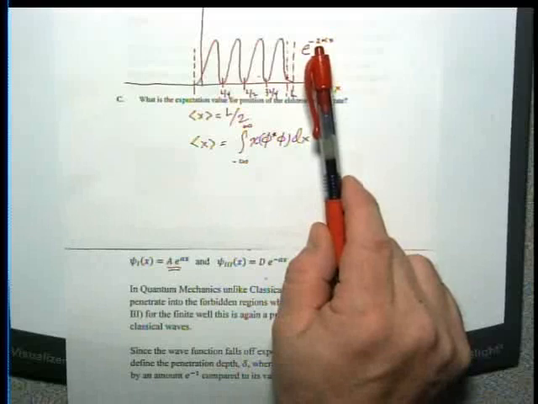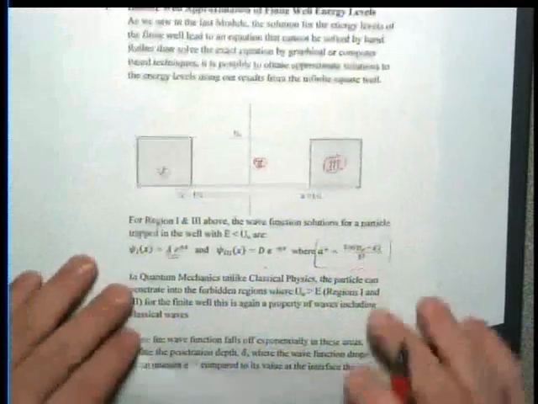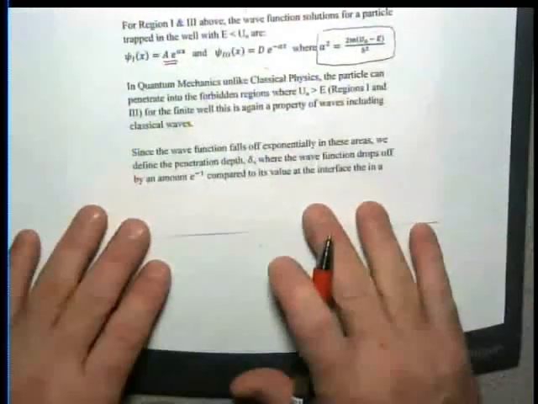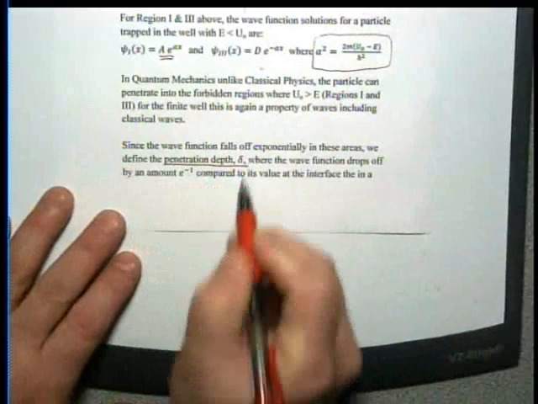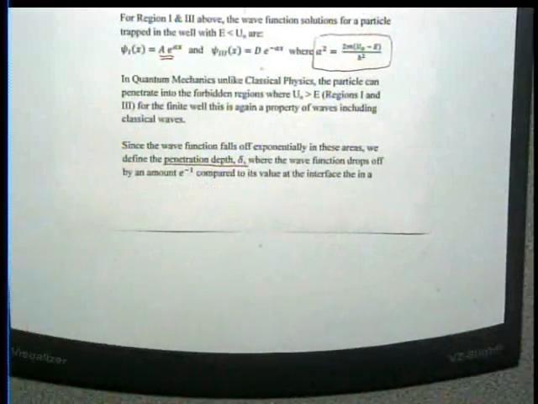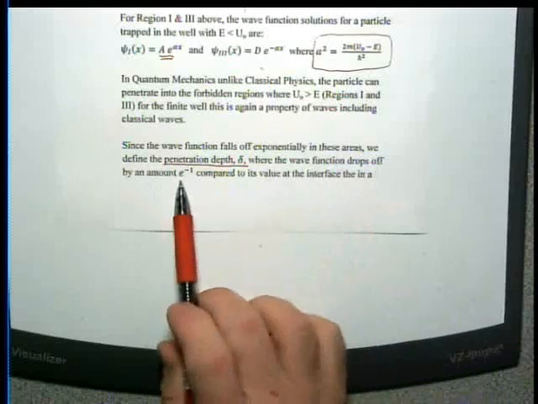Generally, they choose 1 times that. So that's what the book was trying to get at. And they have a name for this. It's called the penetration depth. They give it its own symbol in the book, delta. So it is a place where the wave function drops off by an amount 1 over e.